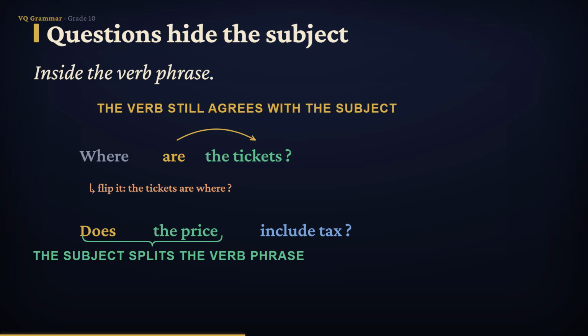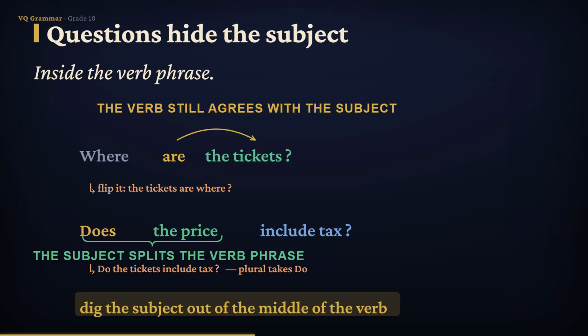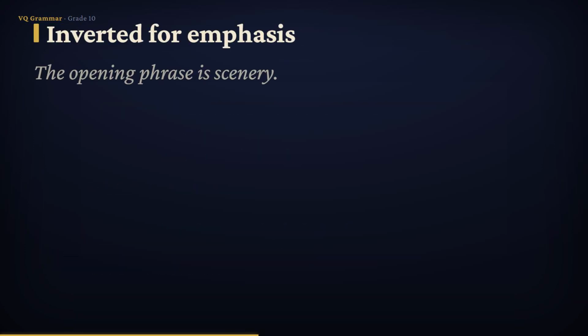But ask about more than one thing, and the helper has to change. Do the tickets include tax? So in any question, dig the subject out of the middle of the verb, and then make the agreement. Writers also invert a sentence on purpose to save the punch for the end.